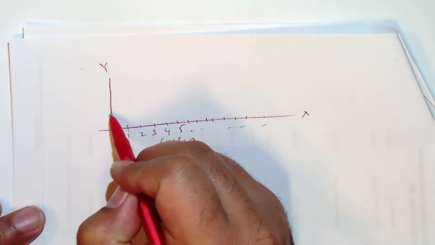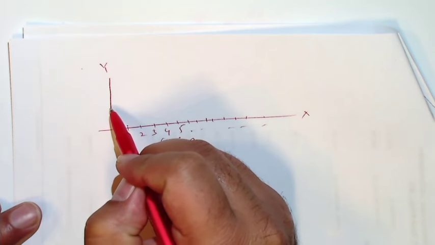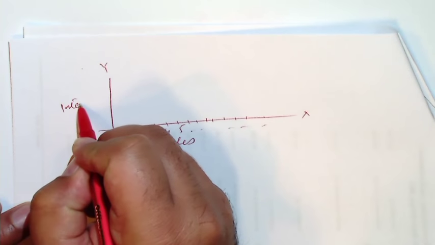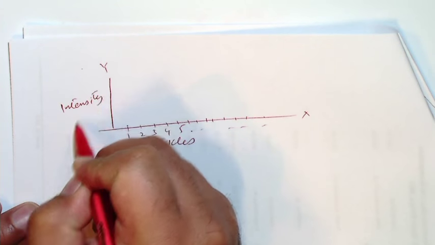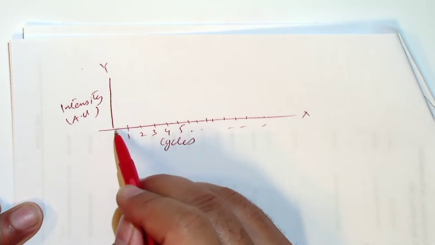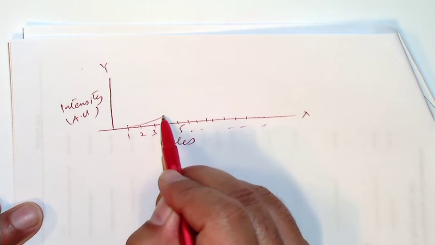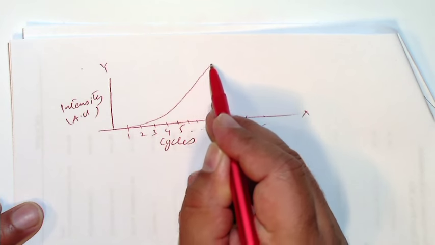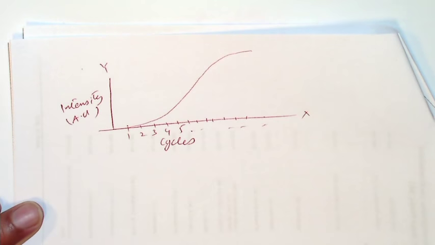And then on the y-axis we have intensity, like the fluorescence signal that we are getting. It doesn't have any units, arbitrary units. Okay, so I showed you one curve. So one curve looks like that, right? It starts amplifying, and after some time it goes to saturation also.